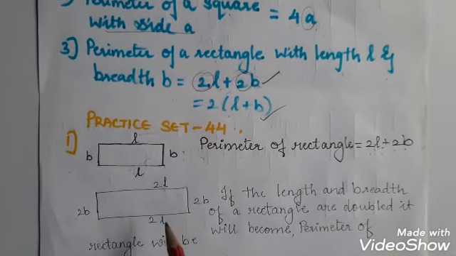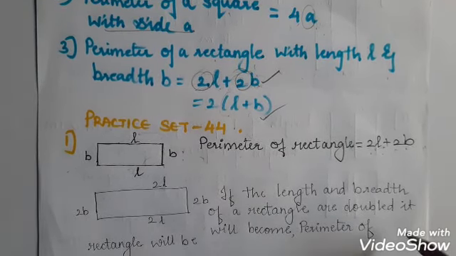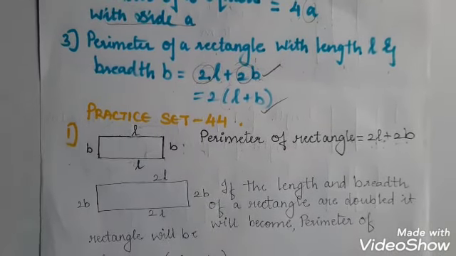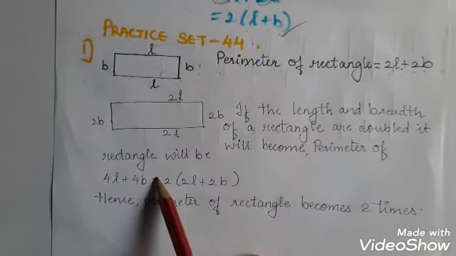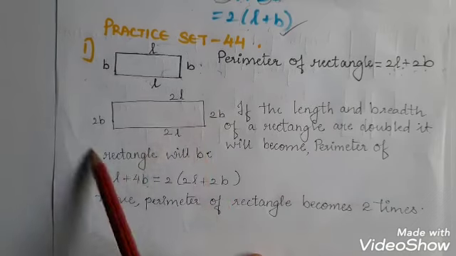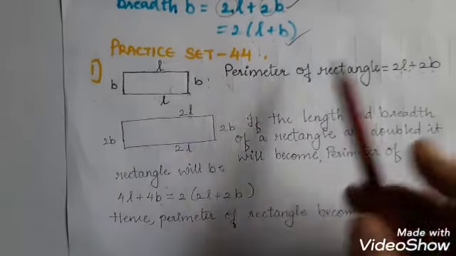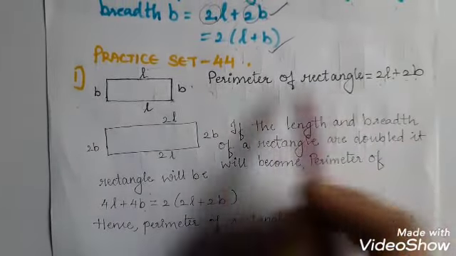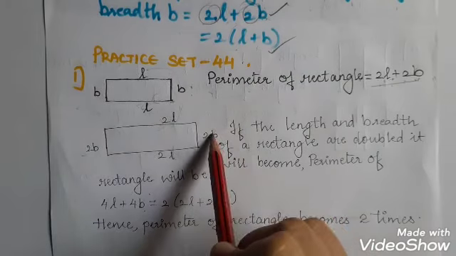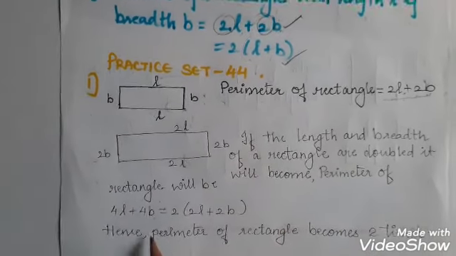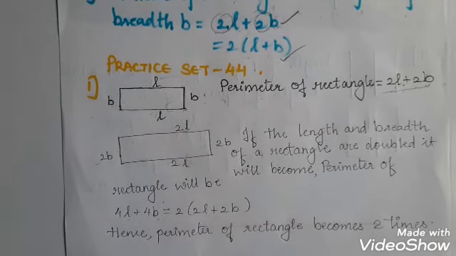Now if the length and the breadth of the rectangle are doubled, it will become 4L plus 4 breadth, that is 4 length plus 4 breadth. Why? Because this is a new rectangle; we have doubled the previous one. So the perimeter of the old rectangle is this, and using this we write 2 length and 2 breadth. Now the perimeter of the new rectangle will be 4 length plus 4 breadth because here it is doubled again.